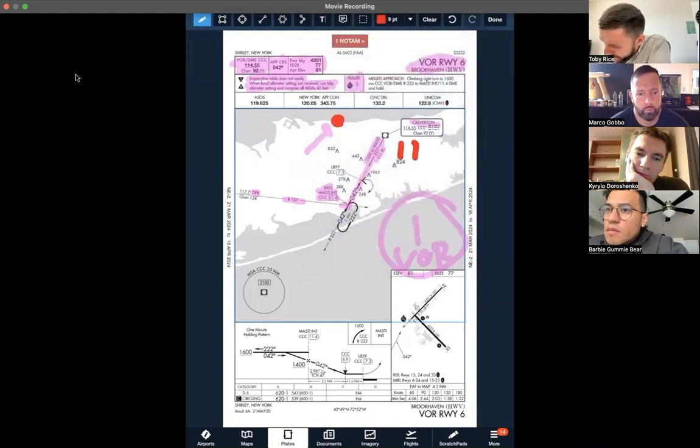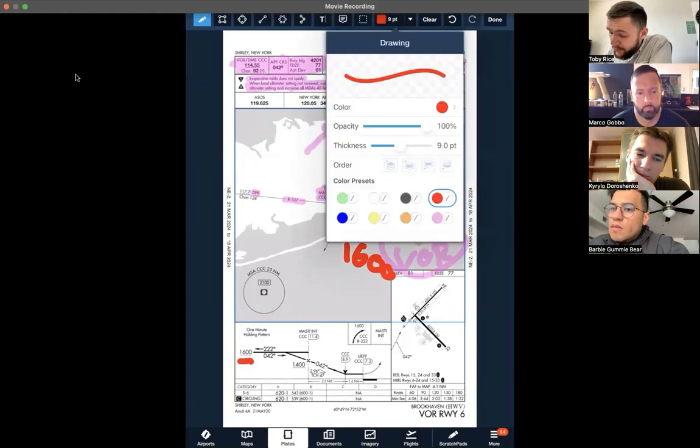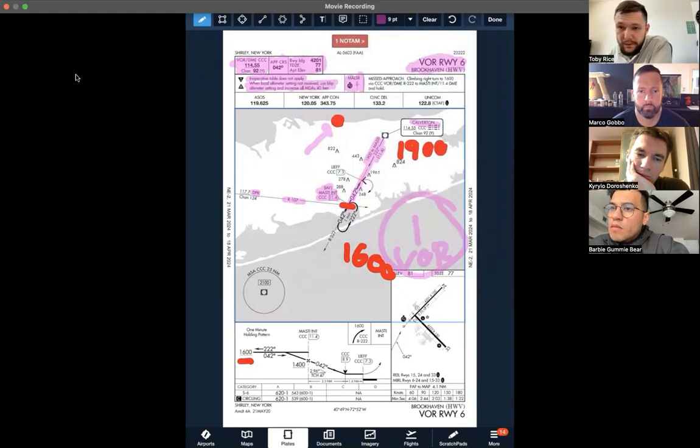So 1900. Then once I cross Masty, I can descend to 1600. So that's what I'll do. Once I hit Masty, I'm going to execute a course reversal. Now the course reversal is done as a hold in lieu of procedure turn.